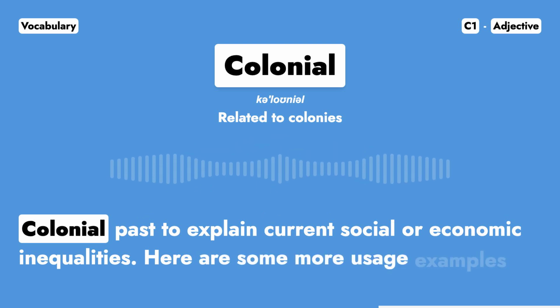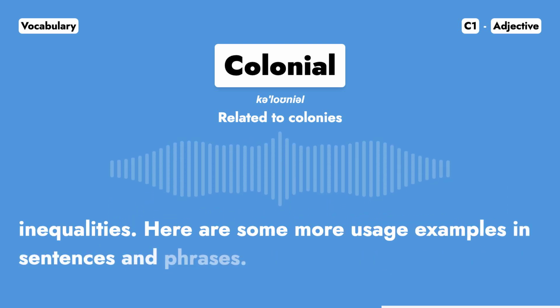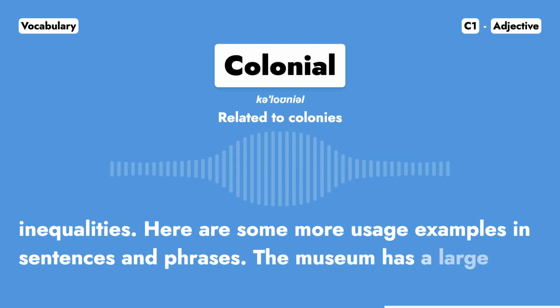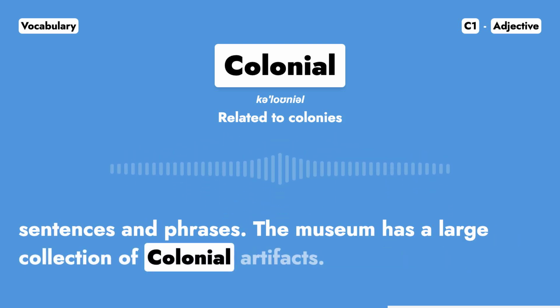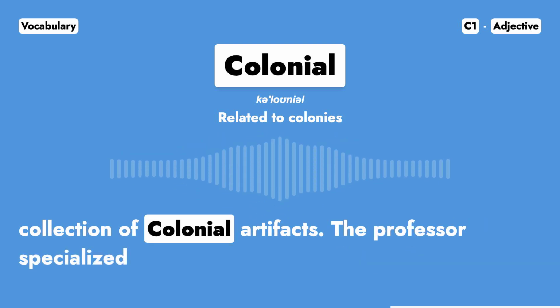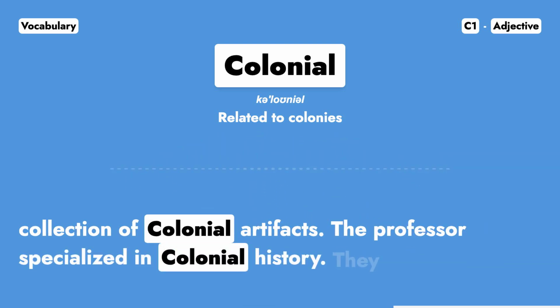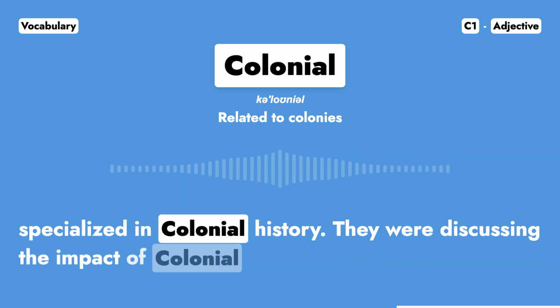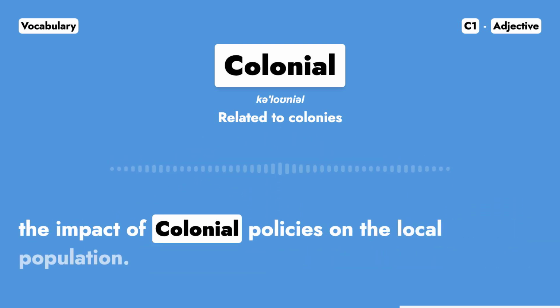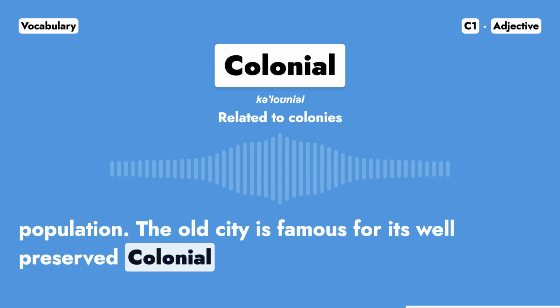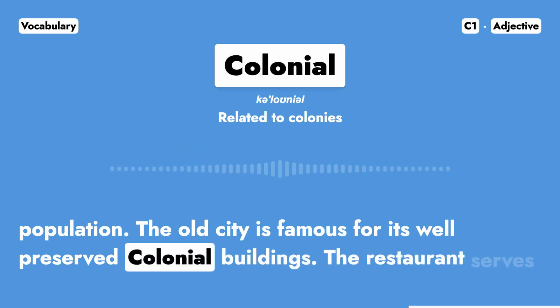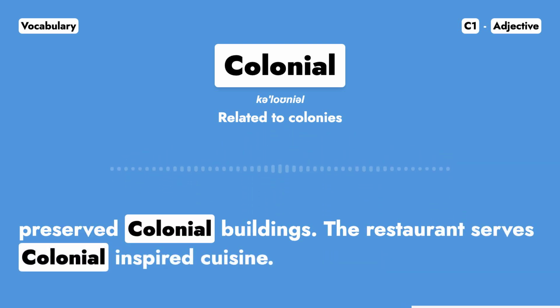Here are some more usage examples in sentences and phrases. The museum has a large collection of colonial artifacts. The professor specialized in colonial history. They were discussing the impact of colonial policies on the local population. The old city is famous for its well-preserved colonial buildings. The restaurant serves colonial-inspired cuisine.